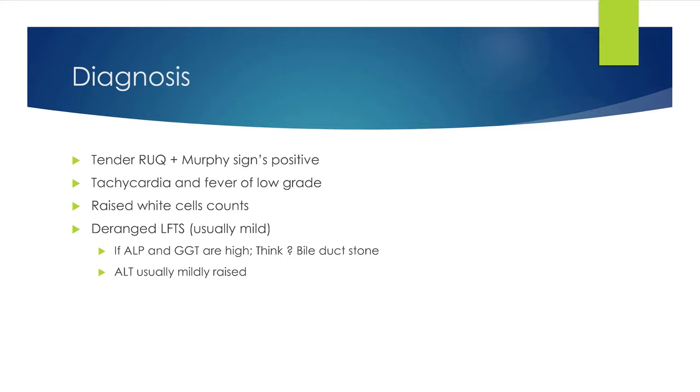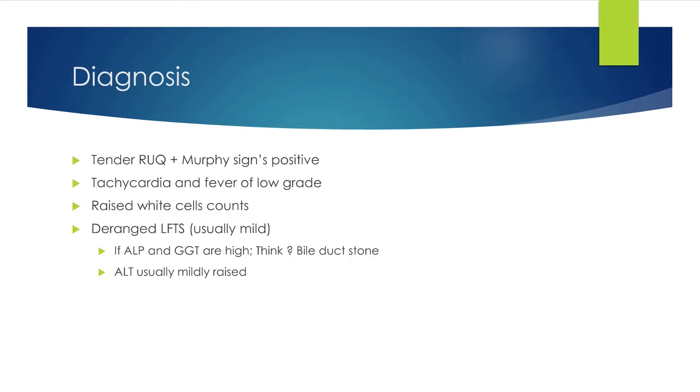We will find on their blood count that they have raised white cell count in the form of neutrophils. Their LFTs will be deranged. Usually this derangement is mild, and their CRP might be elevated, while amylase is normal. Because if amylase was elevated, then we would call it pancreatitis.